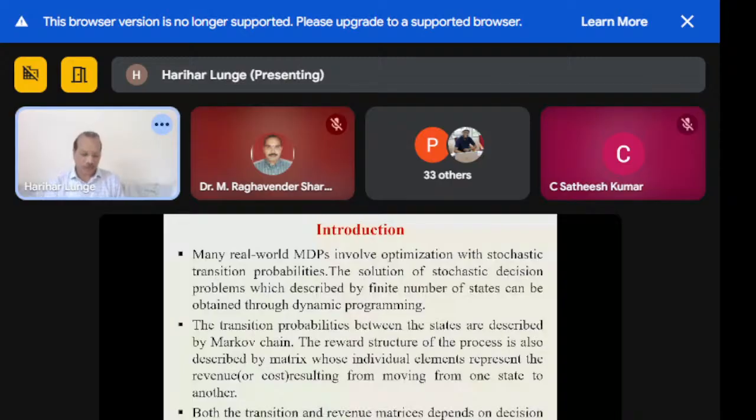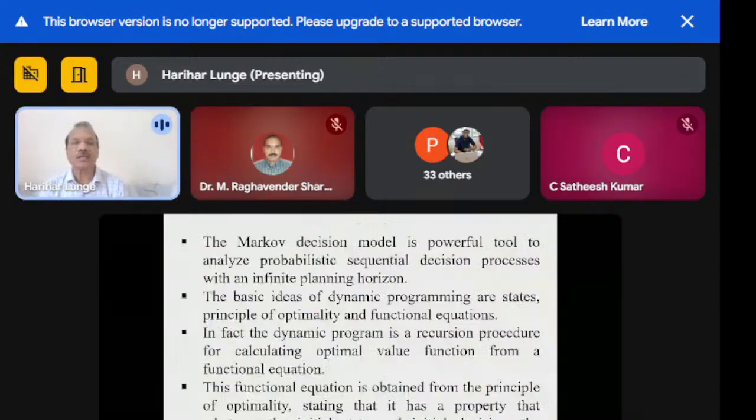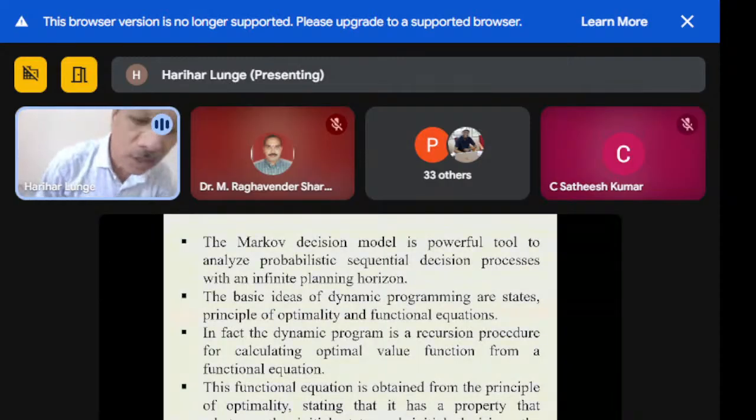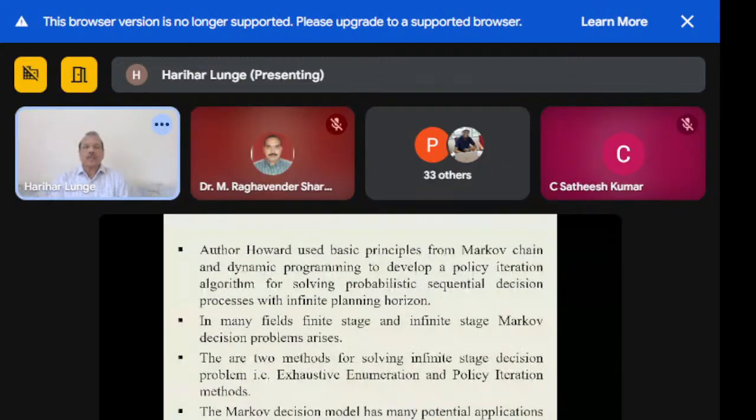As we discussed here, this Markovian decision process has applications in various fields, and no doubt Howard, using the Markov chain and dynamic programming, developed this policy iteration algorithm for the probabilistic sequential decision process. And in any field, two types of decision problems may arise: finite stage and infinite stage.